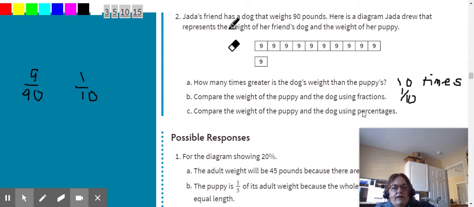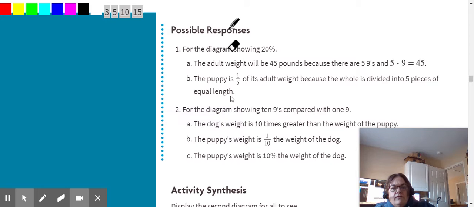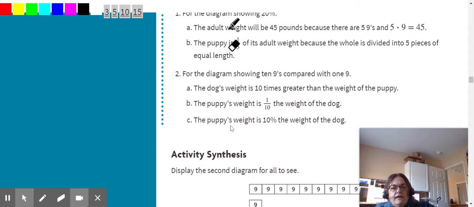And then compare the weight of the puppy and the dog using percentages. Remember we wrote the percentages up here, so this would only be 10%. The puppy is 10% of the dog's weight. So I had them write it like that. Did I do that right for that one? Okay, yeah. 1/10, and then the puppy's weight is 10% of the weight of the dog.